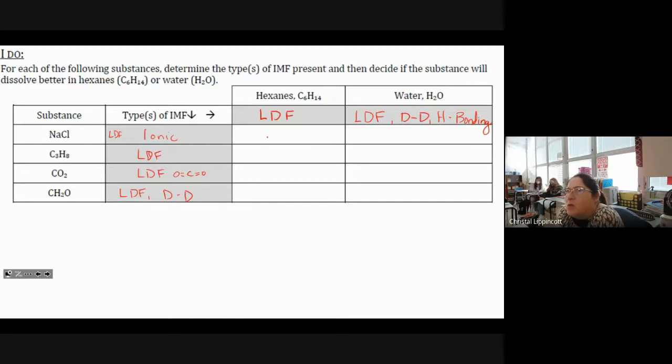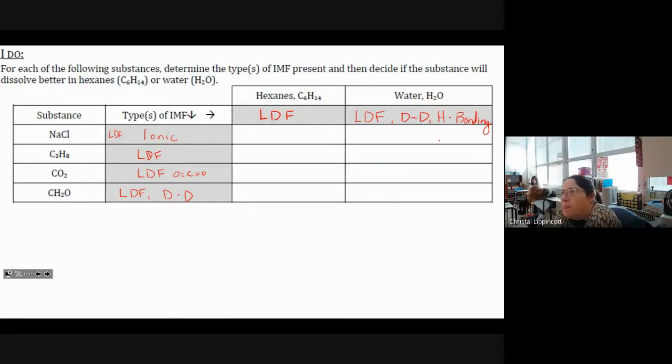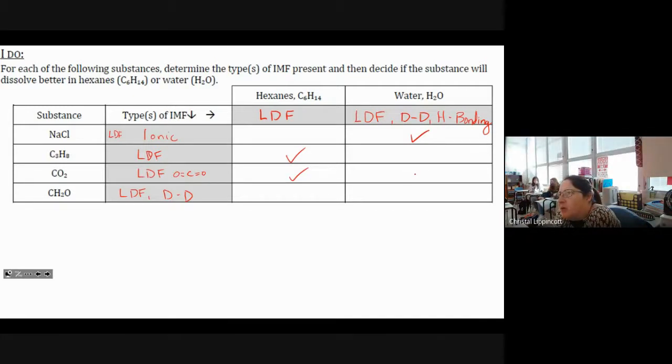Is it soluble in hexane or in water? In the water, yep, good. What about this one? Hexane. What about this one? Hexane. And that's better. It does dissolve in water, I mean, you have pop, but that's asking which it will dissolve better in. And then what about this one?